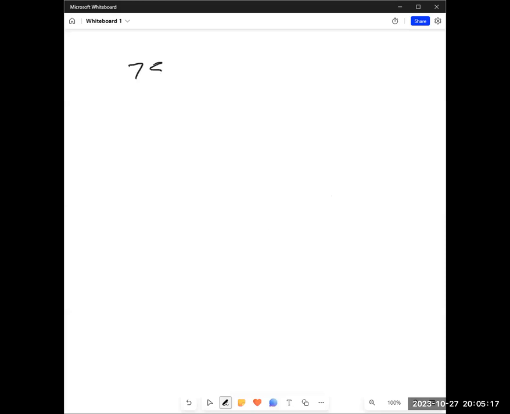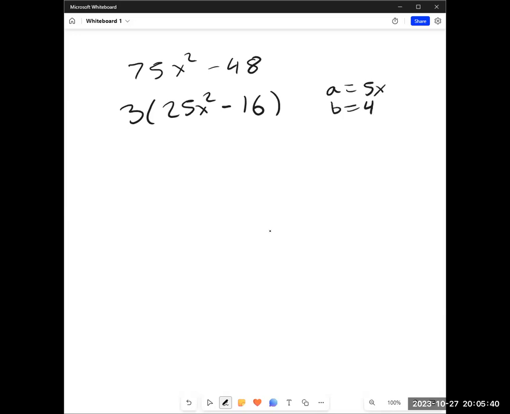Now I have 75x squared minus 48. Don't forget that we always start by checking for a GCF. So it looks to me like I have a GCF of 3. That leaves 25x squared minus 16. Now on my inside, my a is 5x and my b is 4. So it's 3 times 5x plus 4 times 5x minus 4.